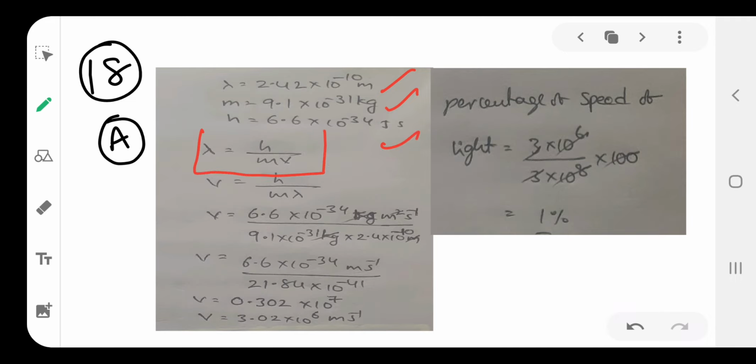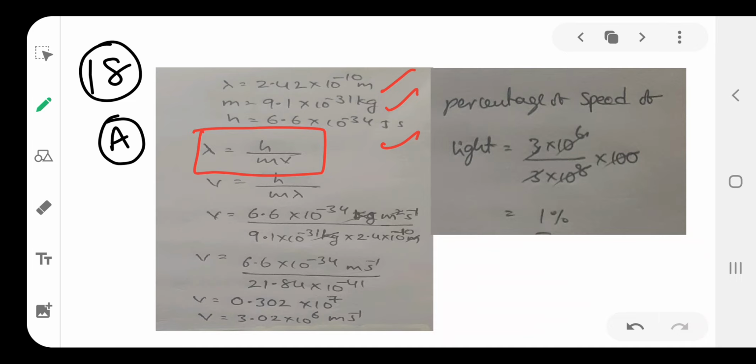Then lambda is equal to h by mv, so v is equal to h by m lambda. Substitute the h value, m value and lambda value in this equation. 6.6 into 10 power minus 34, m value 9.1 into 10 power minus 31, lambda value 2.42 into 10 power minus 10 meter. Then calculate: 6.6 divided by 9.1 times 2.42, its value is 21.84.